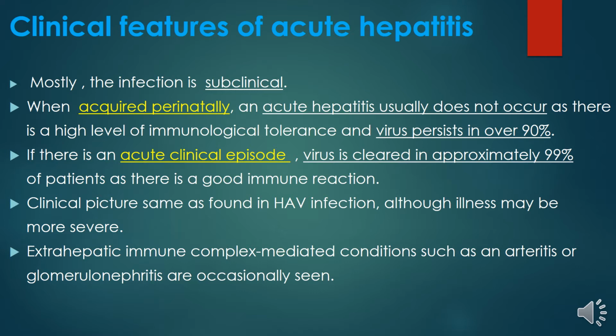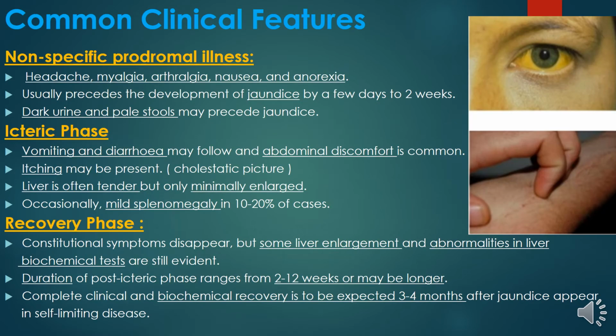The clinical picture is the same as in hepatitis A virus infection, although the illness may be more severe. Extrahepatic immune complex mediated conditions such as arthritis or glomerulonephritis are occasionally seen. Non-specific clinical features are headache, malaise, arthralgia, nausea, and anorexia, which usually precede the development of jaundice by a few days to 2 weeks.